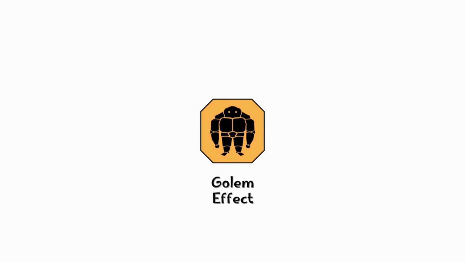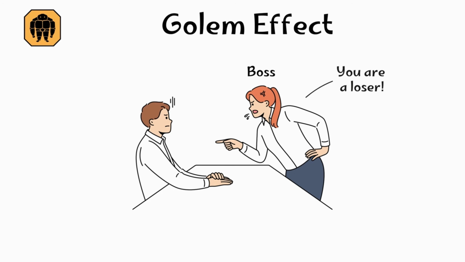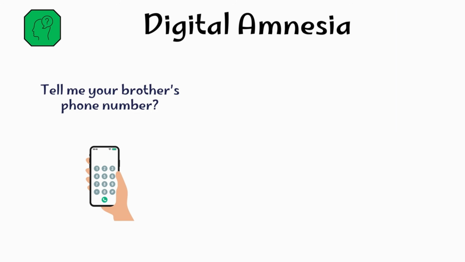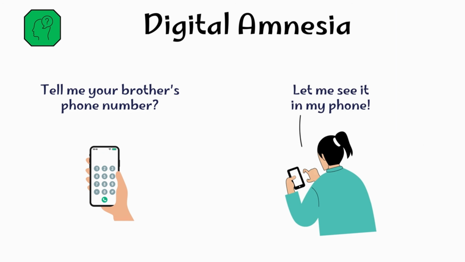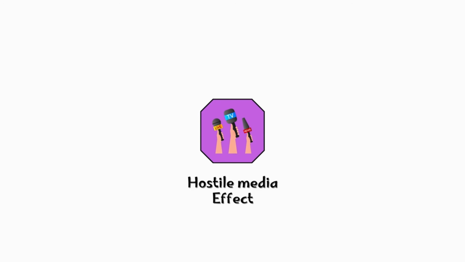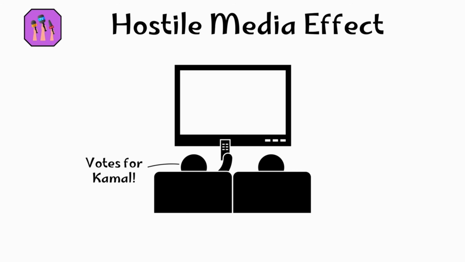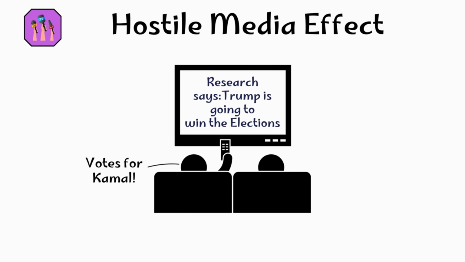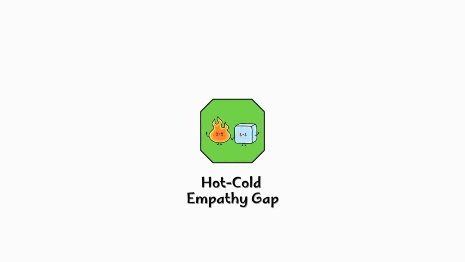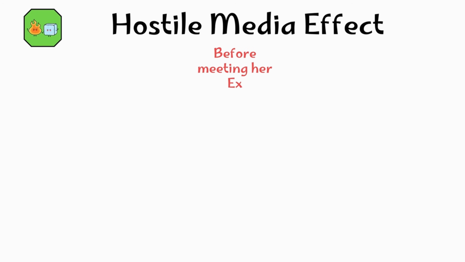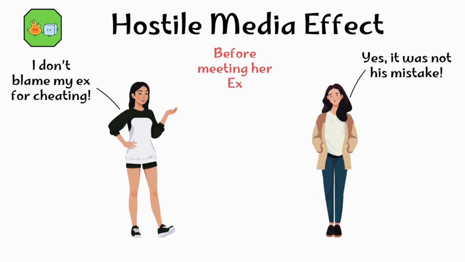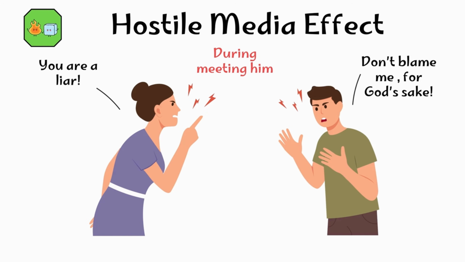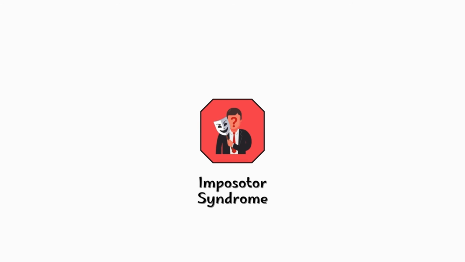Golem effect. When low expectations are set for someone, it can negatively impact their performance, fulfilling the initial prediction. Digital amnesia. This is the tendency to forget information that's easily accessible online. Hostile media effect. People with strong opinions on a subject often perceive neutral media coverage as being biased against their viewpoint. Hot-cold empathy gap. This is a bias where people underestimate how much their current emotional or physical state affects their thoughts and actions. Imposter syndrome.